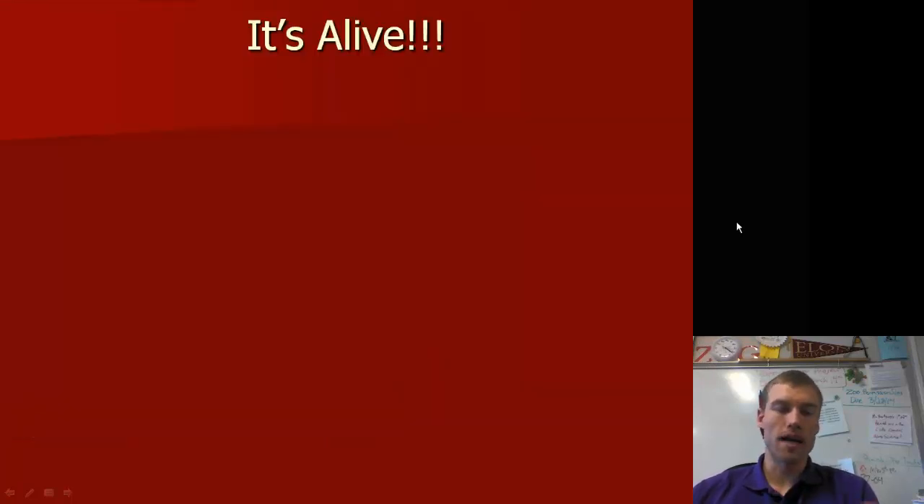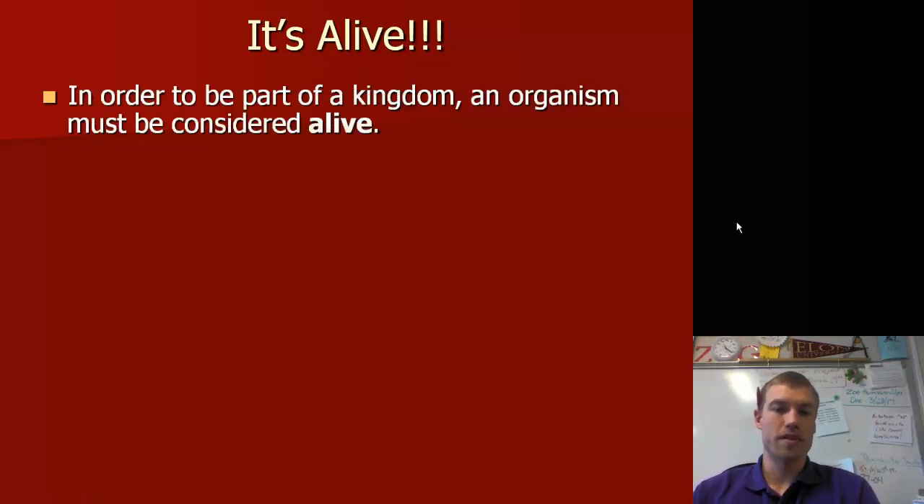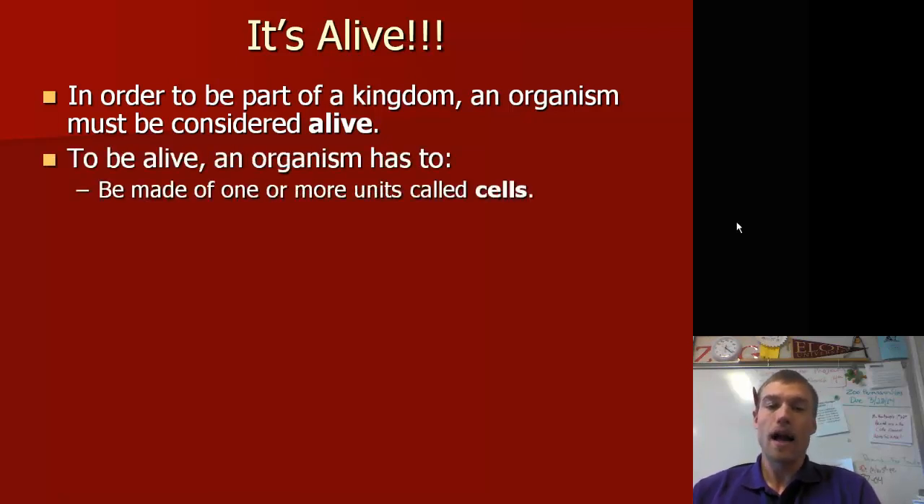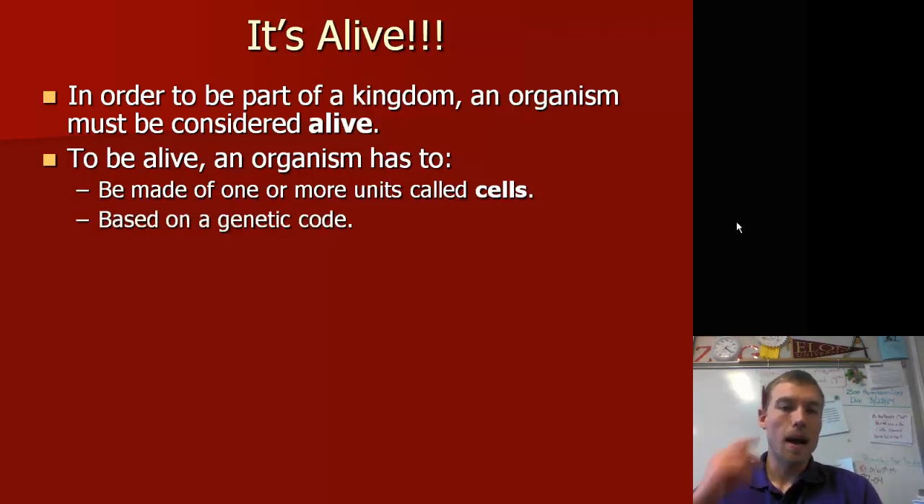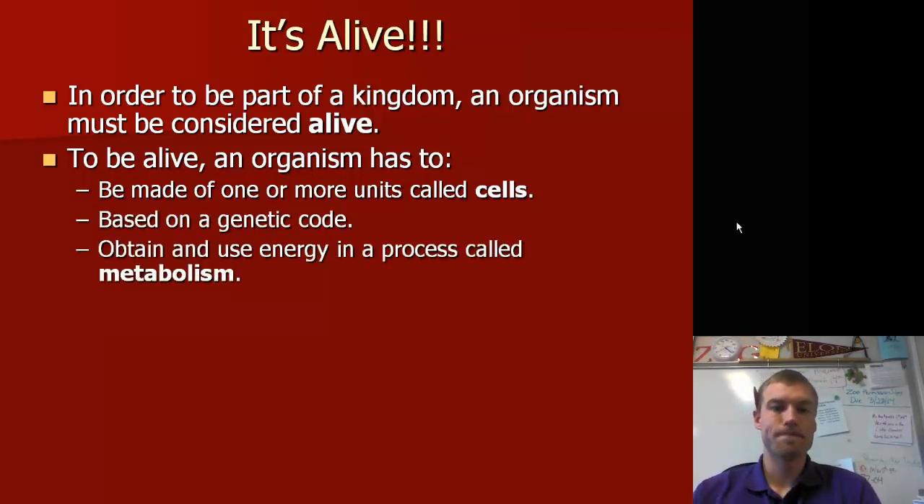So, thinking back to the beginning of the year, we were talking about how we classify things as being living or non-living. In order for something to be a part of a kingdom or a part of the classification system, it has to be considered alive. So in order to be alive, you have to be made up of cells. You could be just one cell or many cells, based on a genetic code, that obtain and use energy in a process called metabolism.